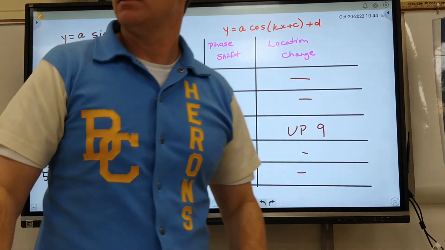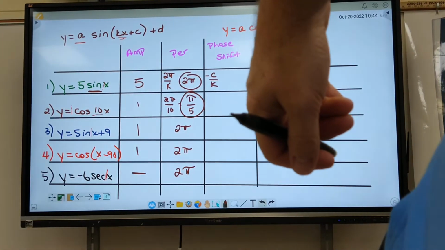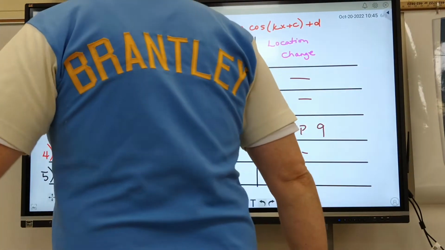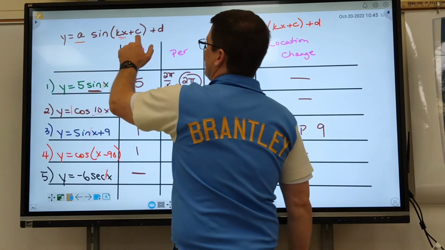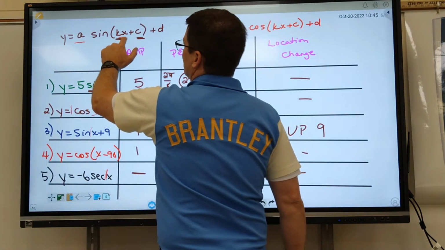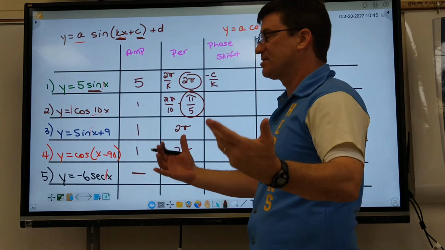What are they talking about? C and K. Find where C and K are. Very good, Jason. Jason says C is the last number in the parentheses, K is the first number in the parentheses. That's all you do.